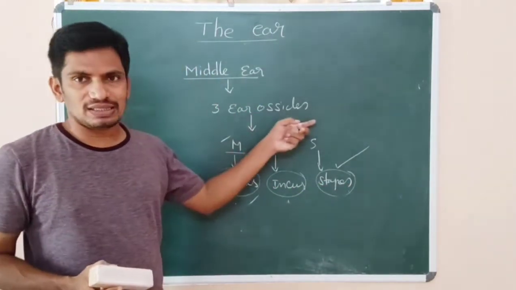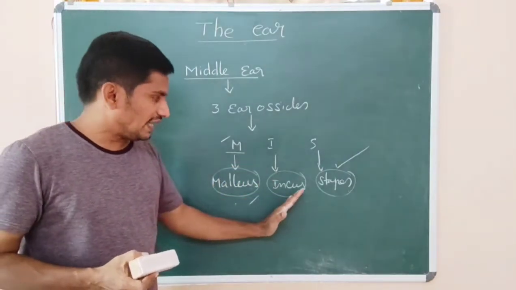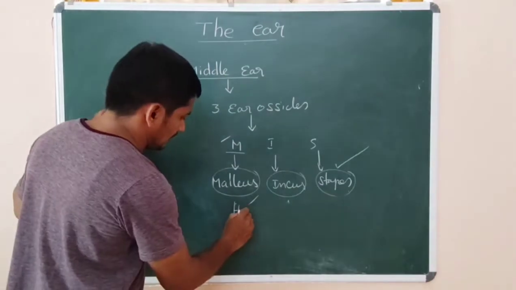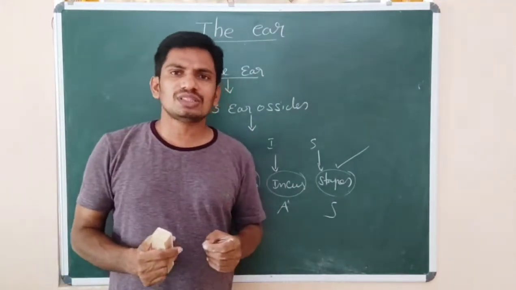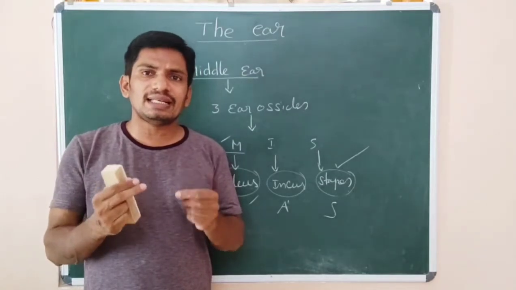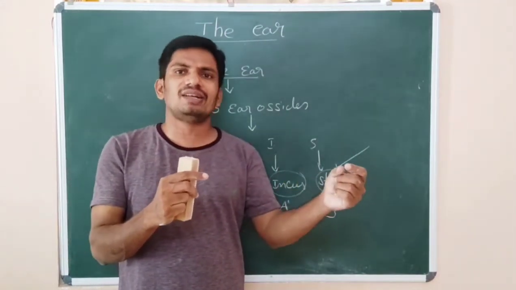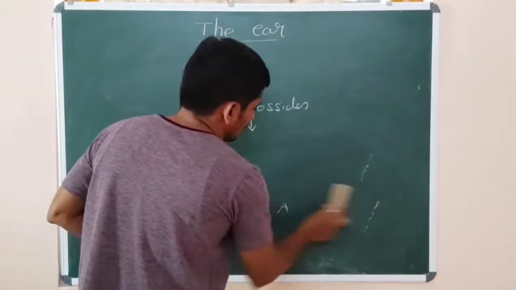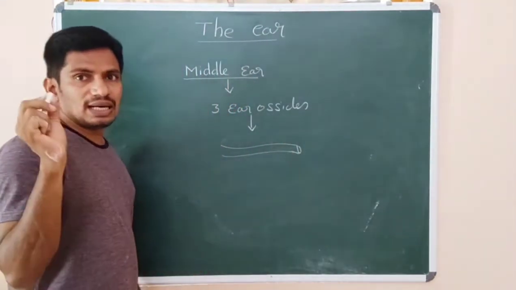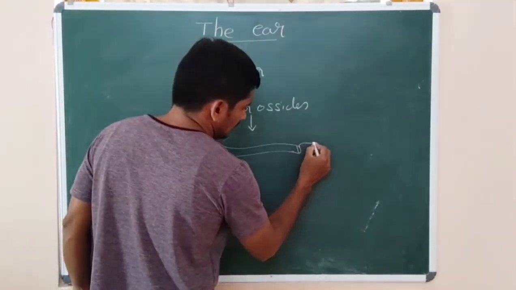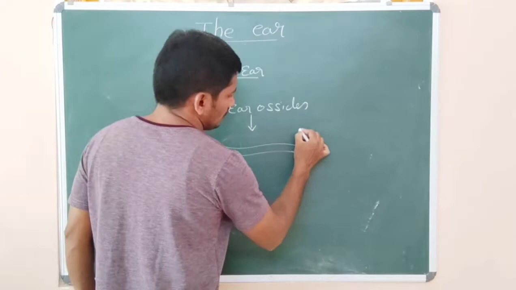These are the ear ossicles. These three bones have different shapes: hammer, anvil, and stirrup. H-A-S with M-I-S is the code. Now these three bones are arranged one after another in a chain-like fashion. One end touches the next bone and is joined with the head of the other bone. The head of the malleus is in contact with the eardrum.